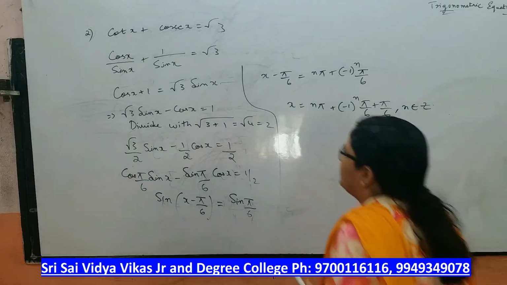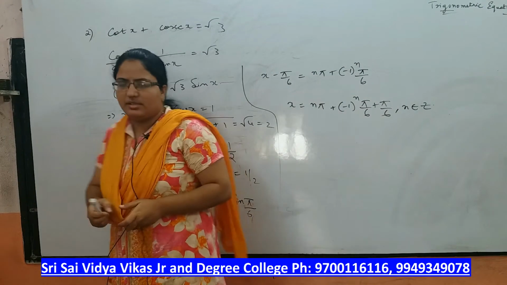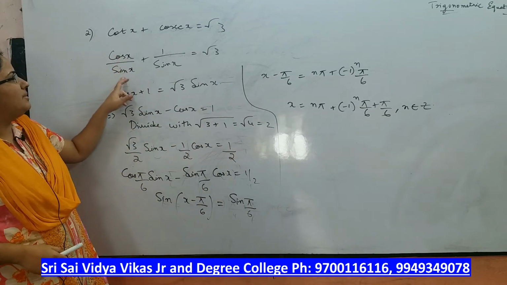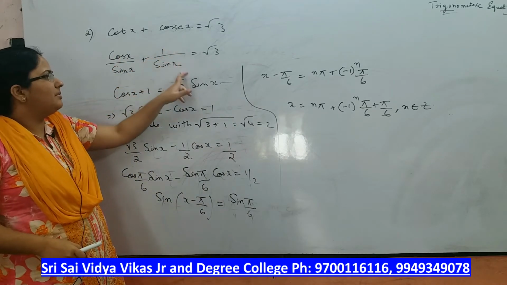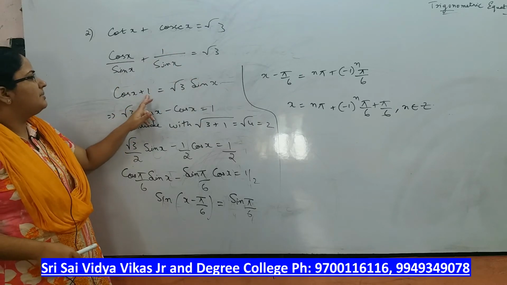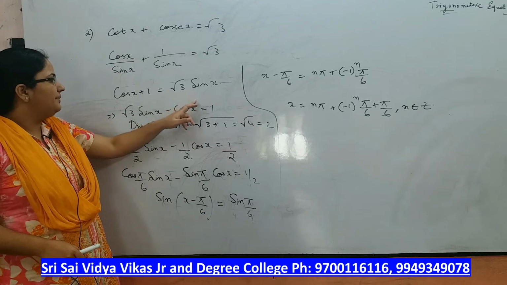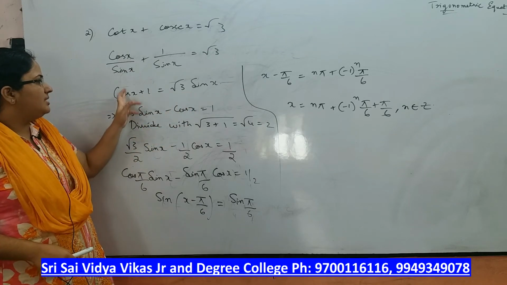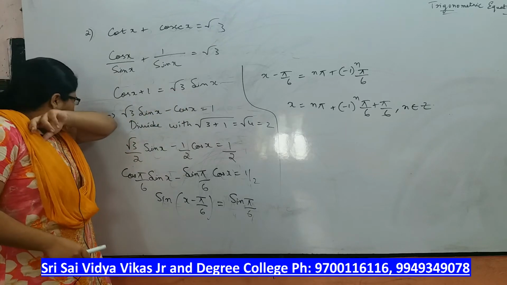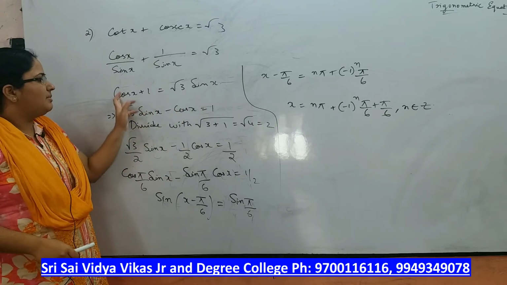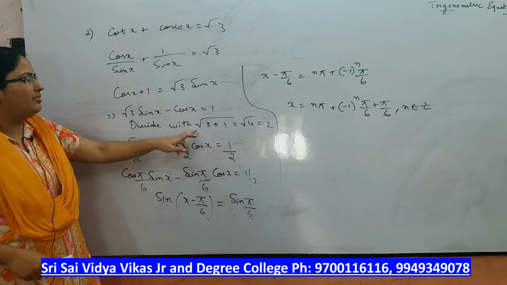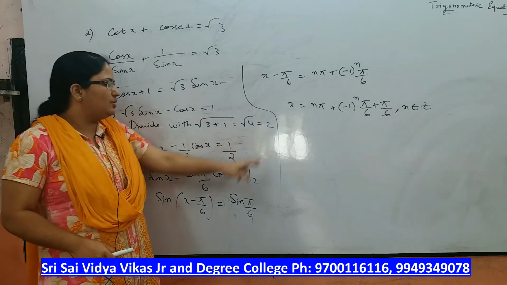The next problem for today, cot x plus cosecant x is equal to root 3. Cot x can be written as cos x by sin x, cosecant x can be written as 1 by sin x, that is equal to root 3. So this can be written as cos x plus 1 is equal to root 3 sin x. Bring cos x that side, you will have root 3 sin x minus cos x is equal to 1. Divide with root of 3 plus 1, that is root 4, that is 2.